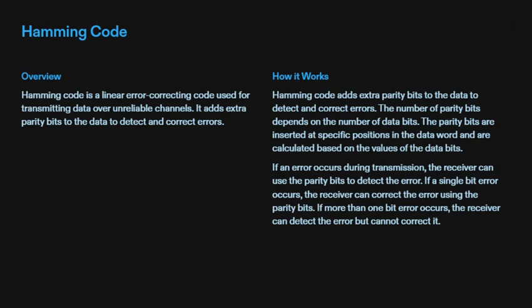The number of parity bits depends on the number of data bits. The parity bits are inserted at specific positions in the data word and are calculated based on the values of the data bits. If an error occurs during transmission, the receiver can use the parity bits to detect the error. If a single bit error occurs, the receiver can correct the error using the parity bits. If more than one bit error occurs, the receiver can detect the error but cannot correct it.